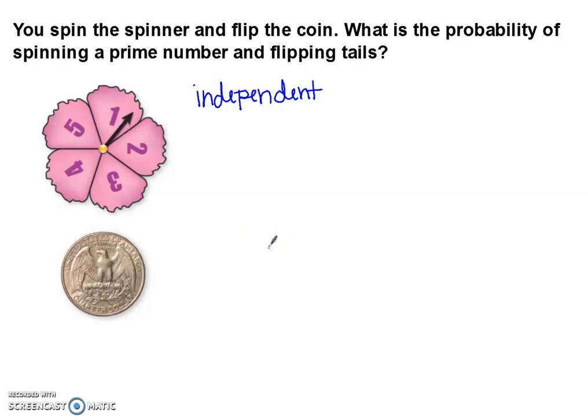So first we need to figure out which ones are prime. 1 is not prime. It's neither prime nor composite. 2, 3, and 5 are prime.